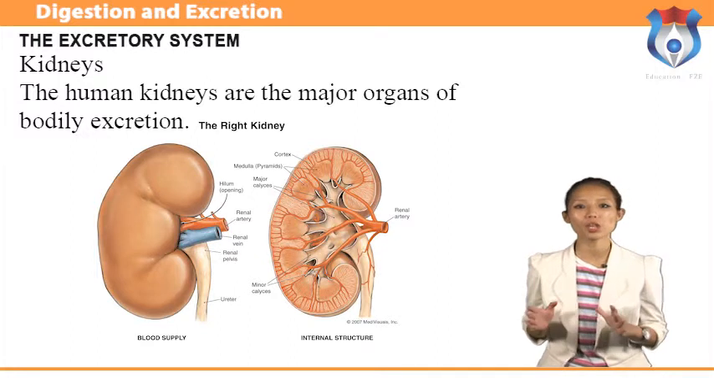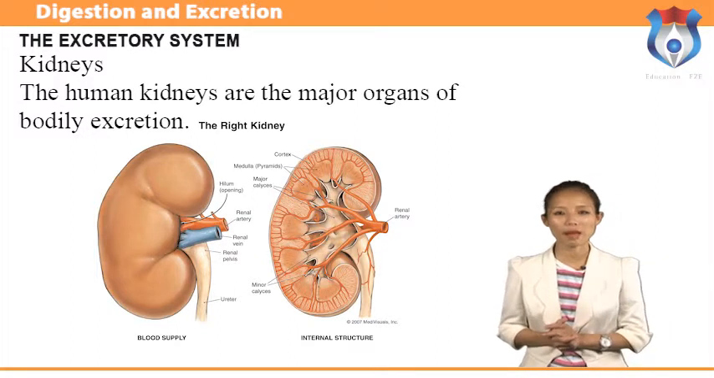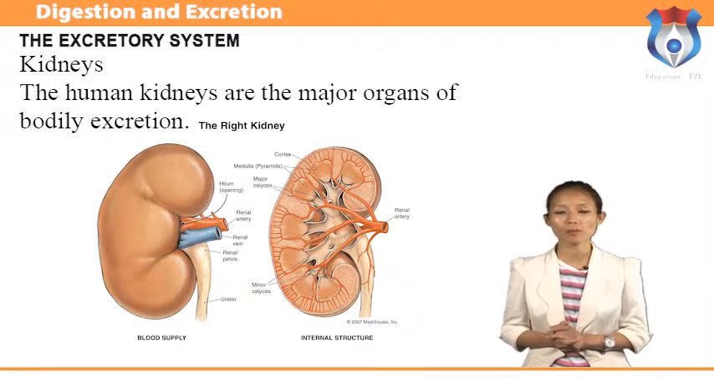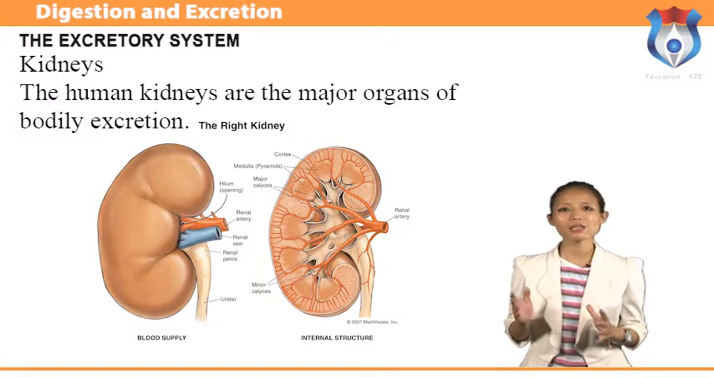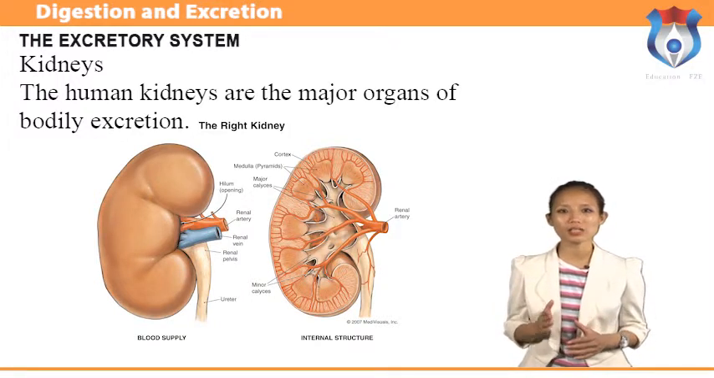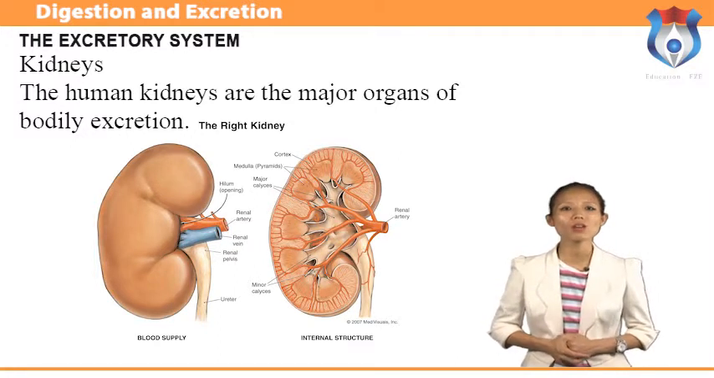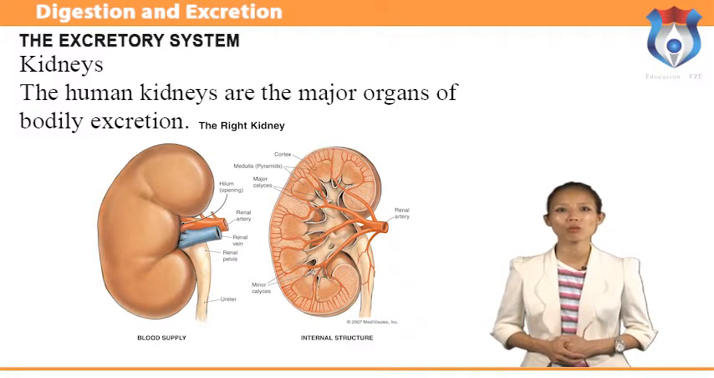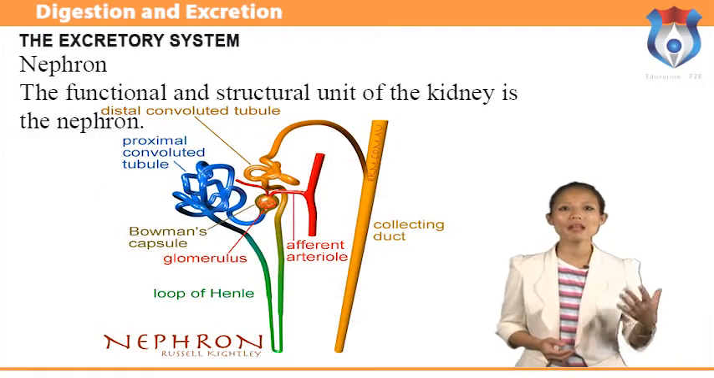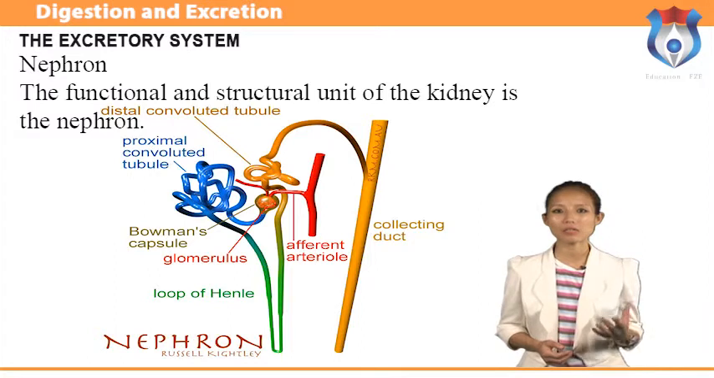They are bean-shaped organs located on either side of the backbone at about the level of the stomach and liver. Blood enters the kidneys through renal arteries and leaves through renal veins. Tubes called ureters carry waste products from the kidneys to the urinary bladder for storage or for release. The functional and structural unit of the kidney is the nephron.